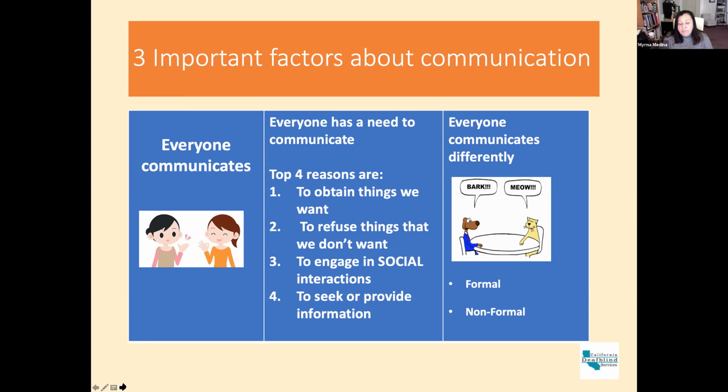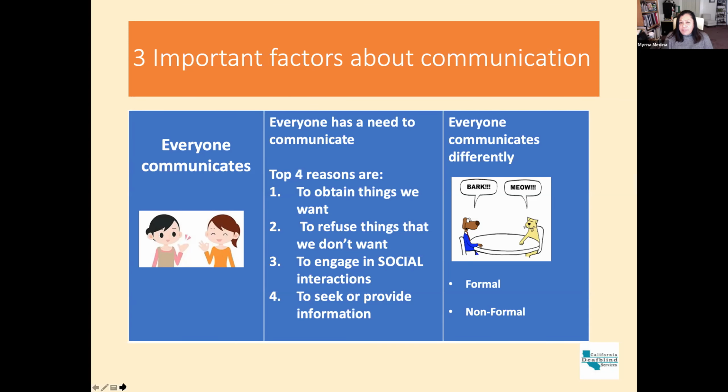The reason, and I'll talk about this as a parent of a child with deafblindness, having used this approach with my son. The top four reasons that he communicated, in his early years and later on in life, were to obtain things that he wanted, to refuse things that he didn't want, to engage in social interactions, and to seek or provide information to the people that were working with him. I'm going to focus on that today.